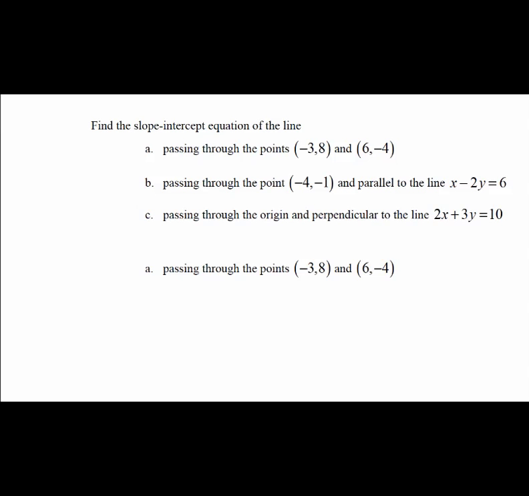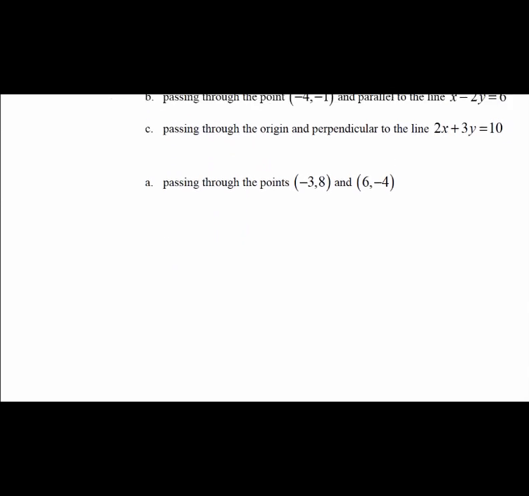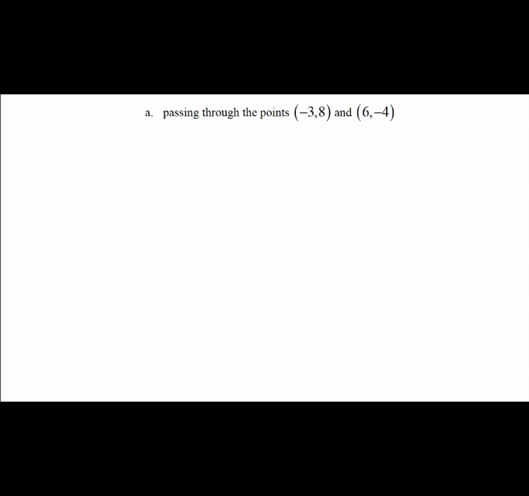In this video, we will find the slope-intercept equation of a line in 3 different situations. Starting with part A, the equation of the line passing through the points (-3, 8) and (6, -4). I am going to label these as x1, y1, and x2, y2.